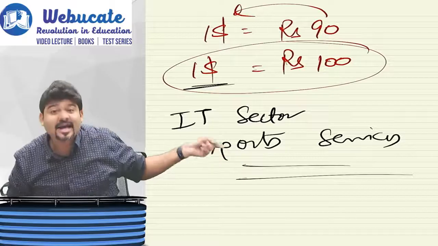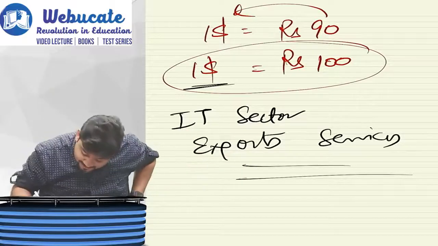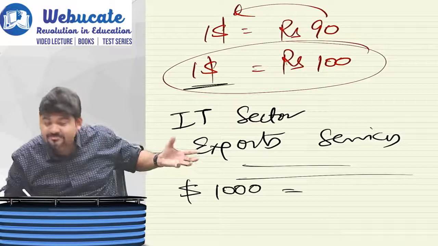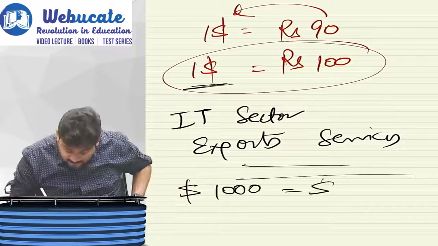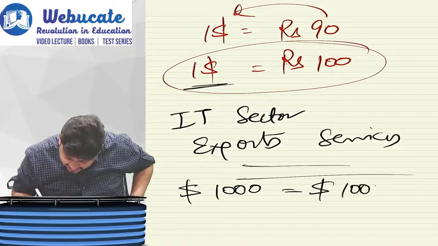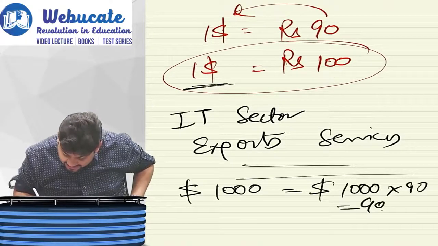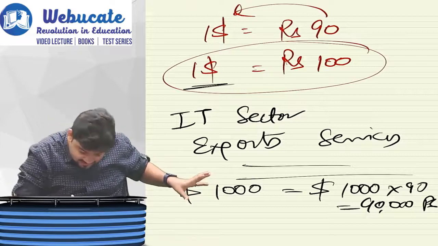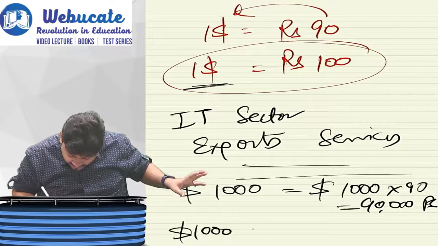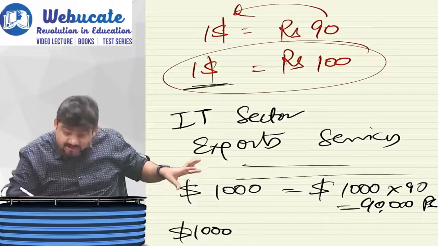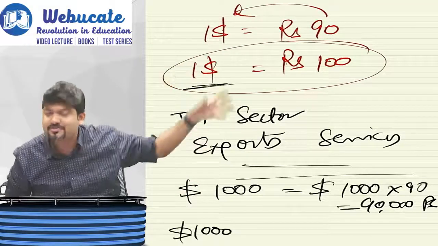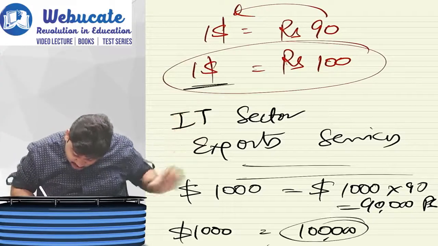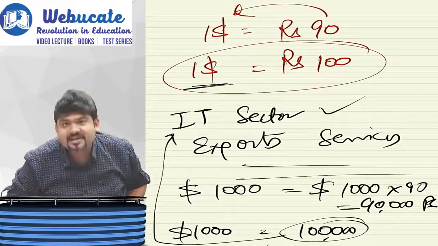And if the IT sector exports services, what will happen is, suppose I wanted $1,000. Previously, if I used to get $1,000, I would say $1,000 into 90, I will get 90,000 rupees. But now, with this same $1,000, because of inflation, because of the reducing value of money, because of the growing value of the dollar, what will happen? Can I say I will get 1 lakh rupees? So can I say the IT sector is going to benefit?